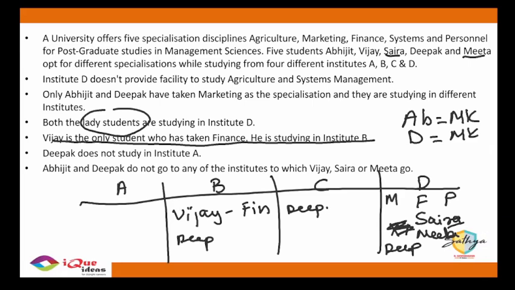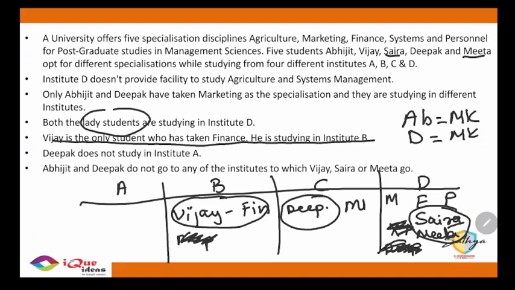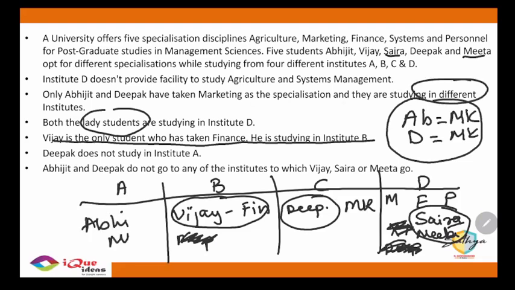Nothing else has come up yet, so up to here I can put Deepak in anything other than A. What was fixed? Vijay was fixed, Saira and Meeta are fixed. Now Abhijit and Deepak do not go to any institute to which Vijay, Saira and Meeta go. So Deepak cannot study with Vijay, and Deepak cannot study with Saira or Meeta, and Deepak is not studying in A, which means Deepak with marketing is definitely studying in C. And because Abhijit and Deepak are not studying in the same institute, Abhijit with marketing has to be studying in A.